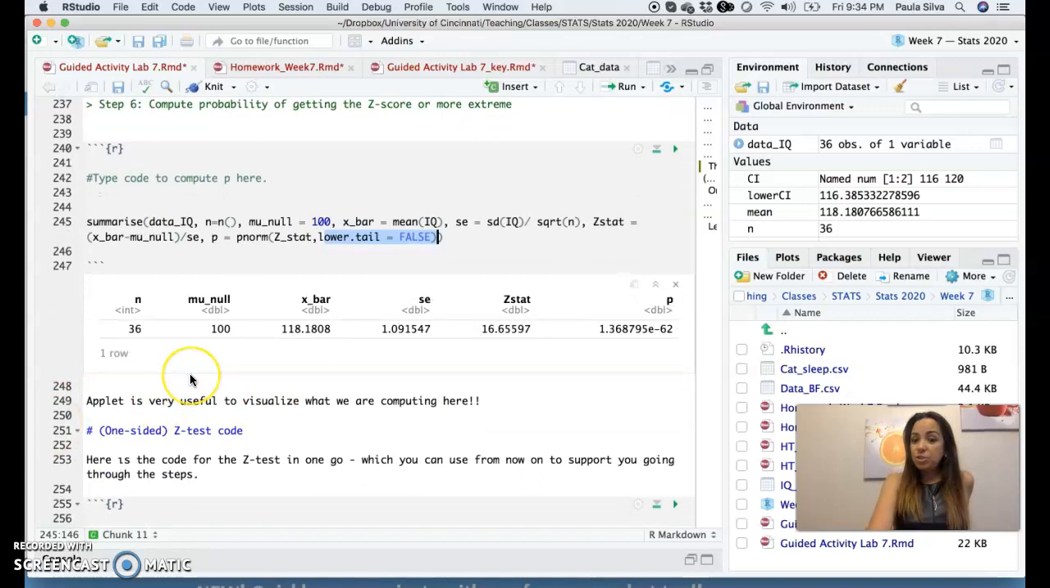The applet we saw in class is very useful also to visualize those distributions, so you can play with that too.